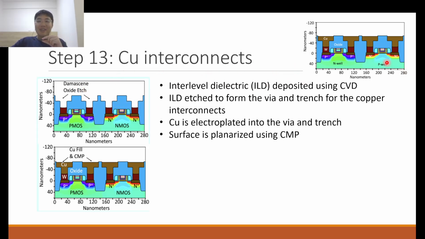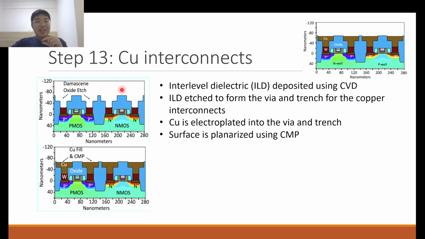Wait, first the interlevel dielectric, right? This dielectric is created first using a CVD. Then after that, the trench and the via are etched. Okay. Then after that, copper is electroplated. So copper is normally deposited by an electroplating process. Then after that, the surface is planarized using CMP.